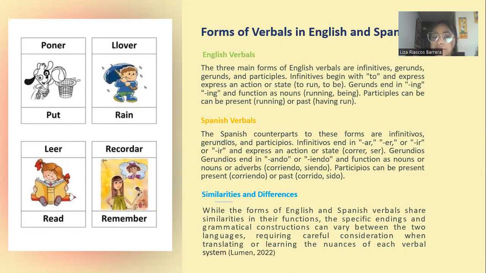About the similarities and differences: while the forms of the English and Spanish verbals share similarities in their functions, the specific endings and grammatical constructions can vary between the two languages, requiring careful consideration when translating or learning the nuances of each verbal system.